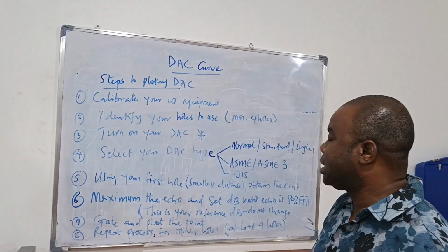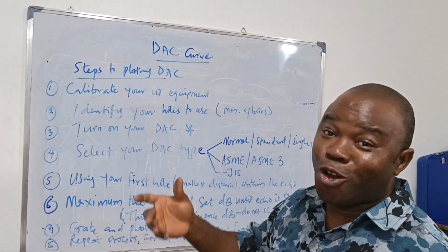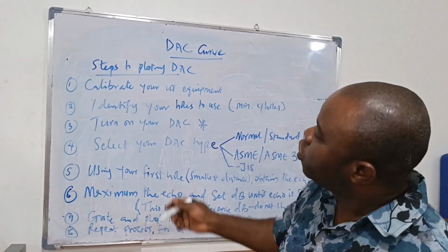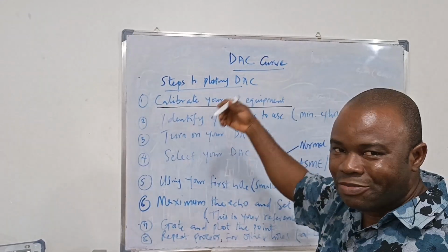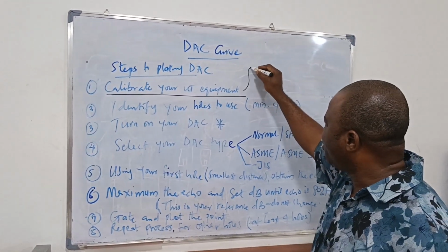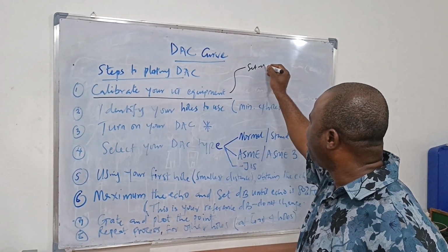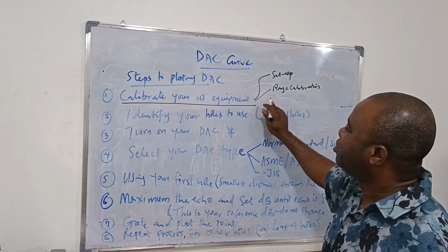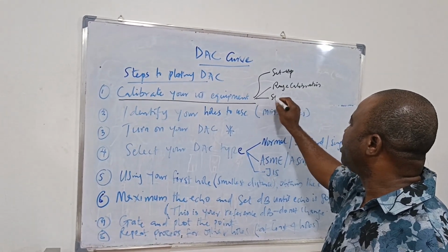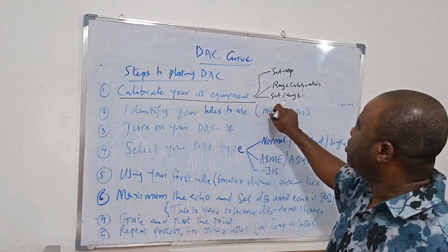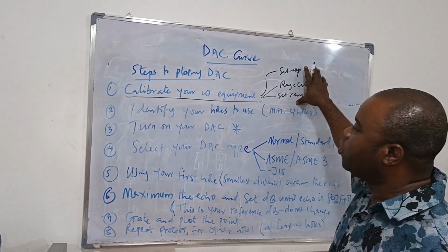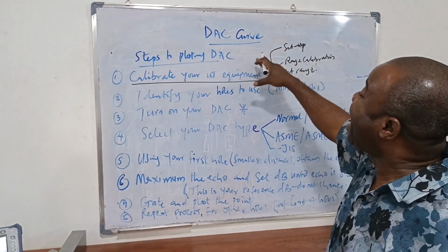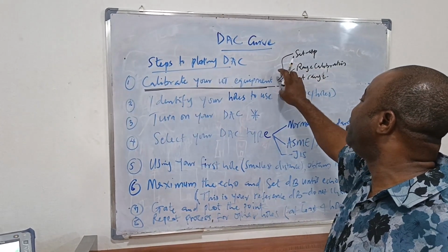So now we look at the steps to plotting the DAC. For us to coherently follow it, I have decided to list them, and then I will briefly explain them so that you get an idea. So the first step before you plot your DAC, you must calibrate your equipment. I've done a couple of videos on this before, you can check them out. Of course, we are going to set up, then you are going to do what we call your range calibration. Then, of course, you are going to set your range. You have to do all this so that whatever readings you are getting from your equipment are correct. So, you cannot go straight to plotting DAC without calibrating the equipment. So, you need to do that.